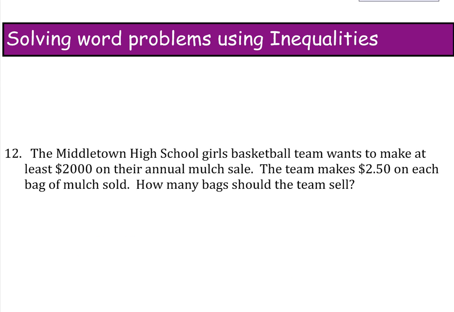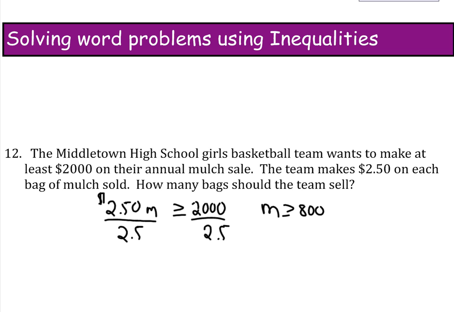So the Middletown High School girls basketball team wants to make at least $2,000 on their annual mulch sale. The team makes $2.50 on each bag of mulch sold. How much should they sell? So you've got to look at this. They make $2.50 on each bag of mulch. You've got to make at least $2,000. So if I do this, how many bags of mulch do I need to sell? So that's going to be at least 800 bags of mulch.